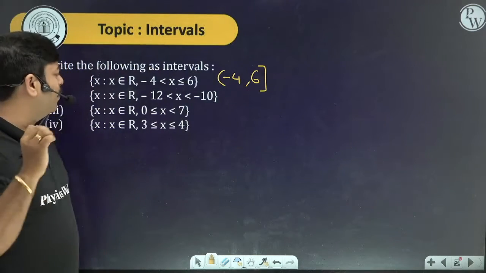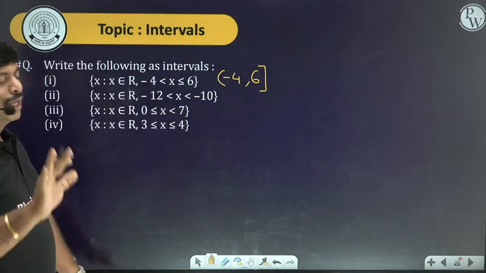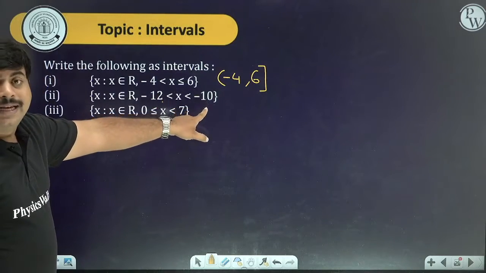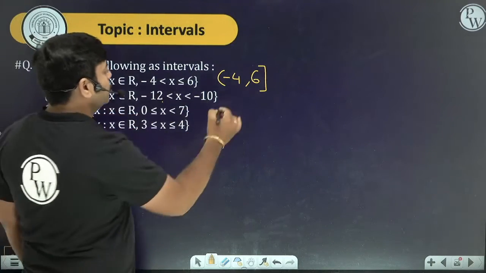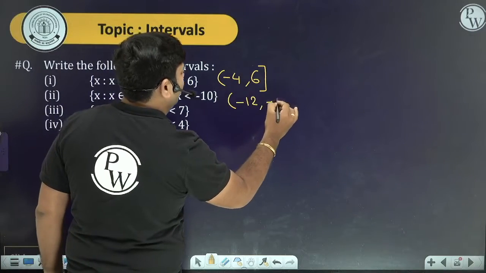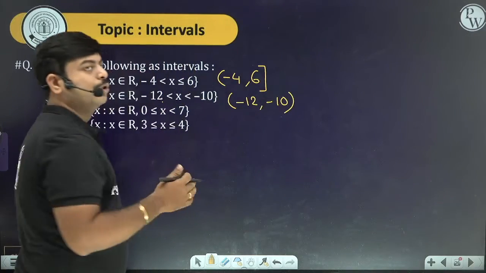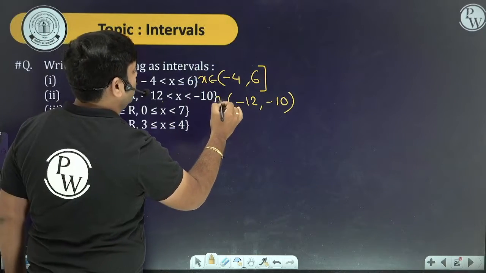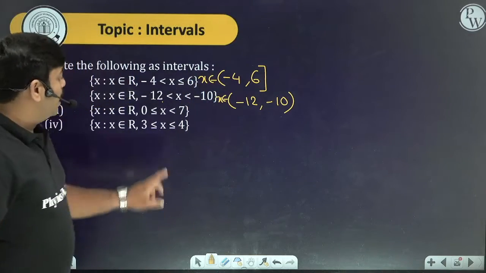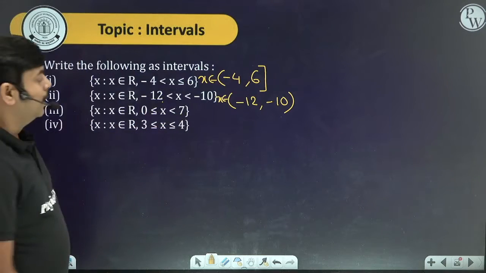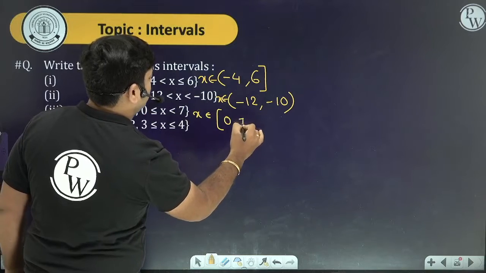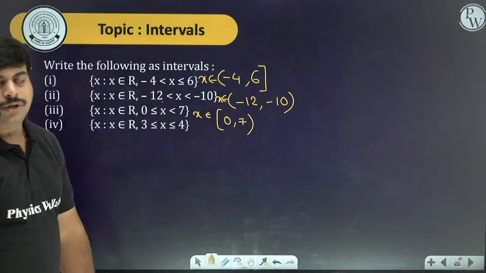People, it's a very simple thing. Nothing to worry about. Once again, minus 12 is not included. Minus 10 is also not included. So minus 12 comma minus 10. Both are open. You need to write x belongs to, this is also x belongs to. 0 is included, 7 is not included. So x belongs to, 0 is closed, 7 is open. Right? Then the last one you can try yourself.